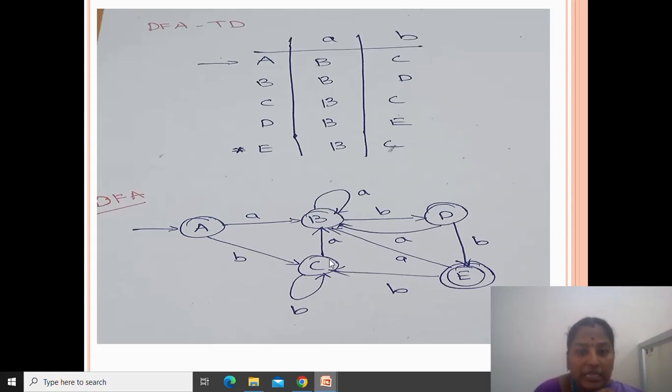For the new state C, if it is A, it goes to B. If it is B, it goes to C itself. It is represented as a loop. Then for D, if it is A, it goes to B, and if it is B, it goes to E. And for the new state E, if it is A, it goes to B, and if it is B, it goes to C. This is how we remove epsilon moves, converting from NFA to DFA.